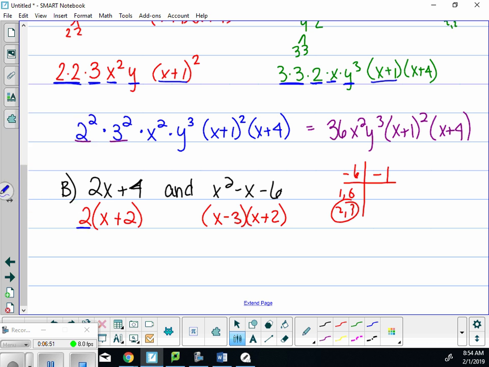So our first term has a 2. This one doesn't have any numbers, so we don't have to worry about that. It has an x plus 2, which this one also has, so we've already got that covered. The second one has an x minus 3, so we have to take that from that. So our least common multiple would be 2 times x plus 2 times x minus 3.